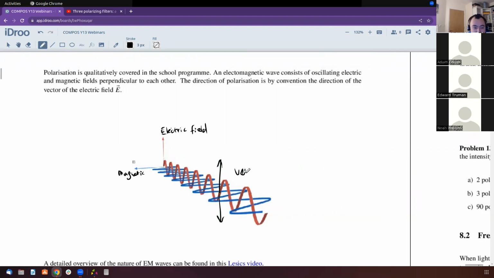So a vertically polarized wave, light, to be more specific, vertically polarized light. You probably also know that only transverse waves can be polarized.